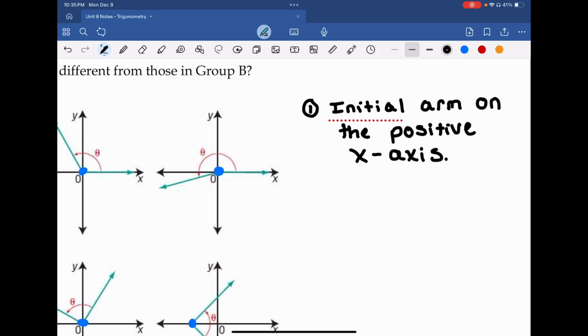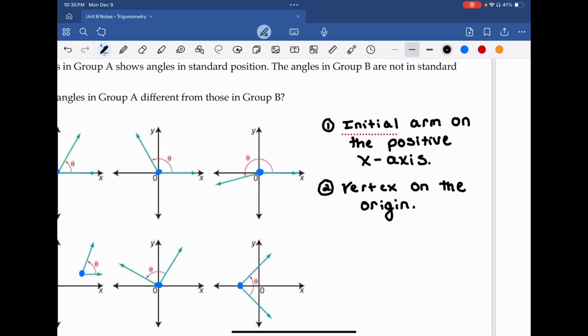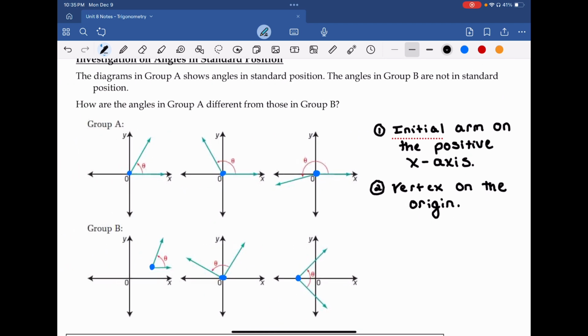Awesome. Now, that's our major piece there, so we want to make sure that that's taken care of. In terms of number two, we always want to have the vertex on the origin. So we're going to say vertex on the origin. And if we have those two pieces here, then we are satisfied, and we consider this to be good because these would represent angles in standard position. Group B clearly doesn't have that, so we look at this and say, nope, that is not going to be good for us there.